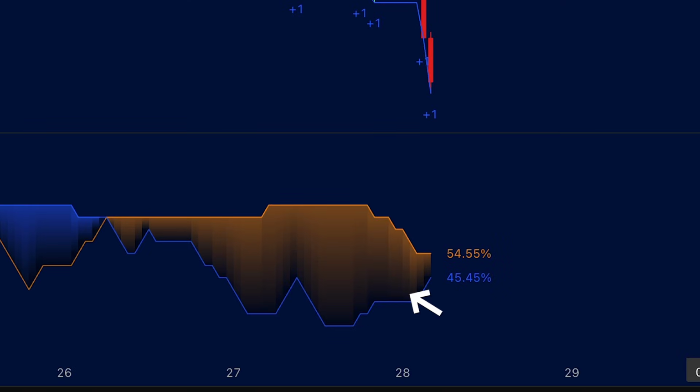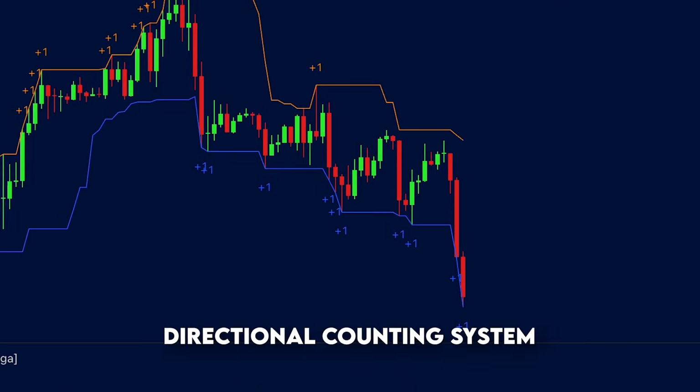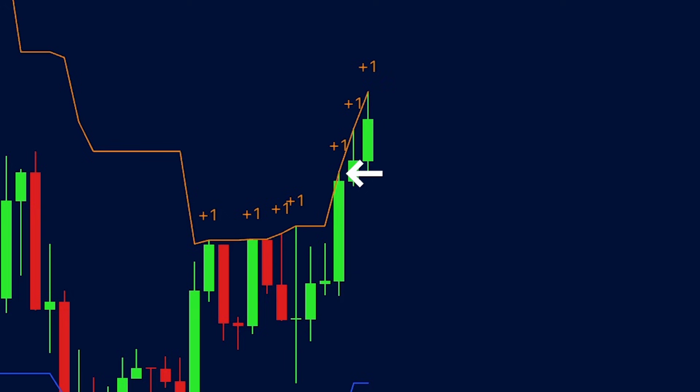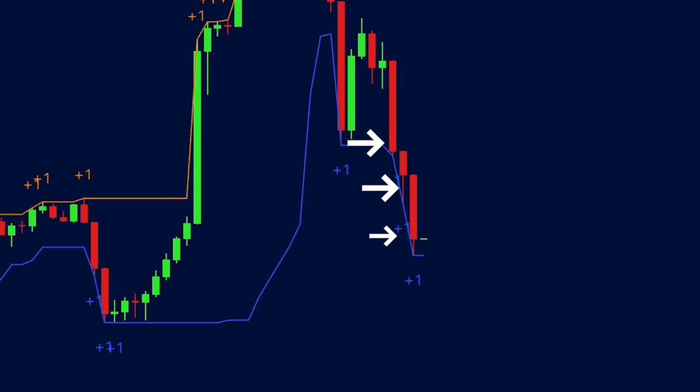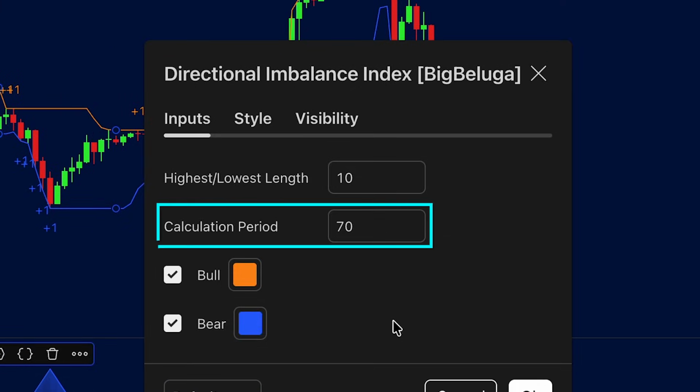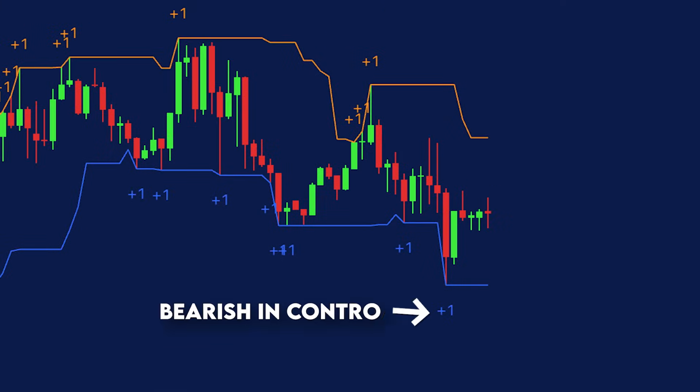Now, this isn't your typical momentum oscillator. No, this is a directional counting system. Every time a bar forms a new highest high, the indicator adds +1 to the bullish count. And every time a bar forms a new lowest low, it adds +1 to the bearish count. These counts are aggregated over your chosen calculation period, giving you a rolling measure of who's actually in control.